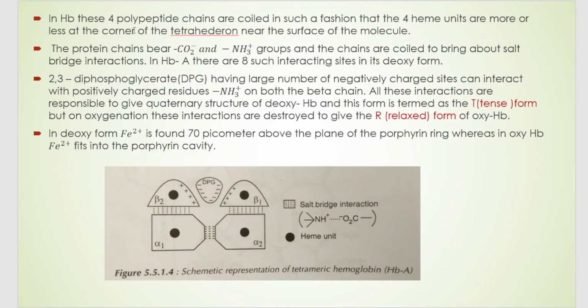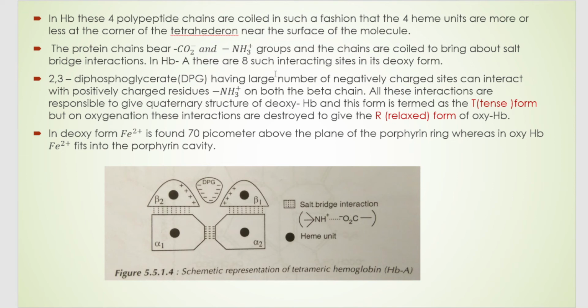So these protein chains have different ions in them, that is CO2 minus or NH3 plus groups that are present in the chain, that interact with one another. Such interactions of the ions that are present in the globin chains, the protein chain, is called salt bridge interaction. That is, these NH3 plus groups interact with the CO2 minus groups.